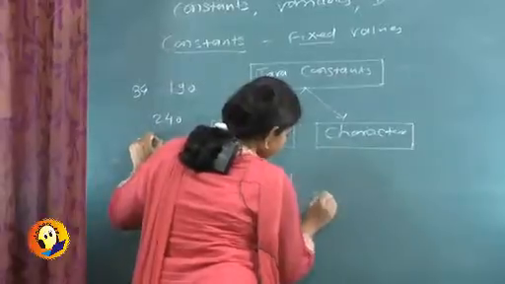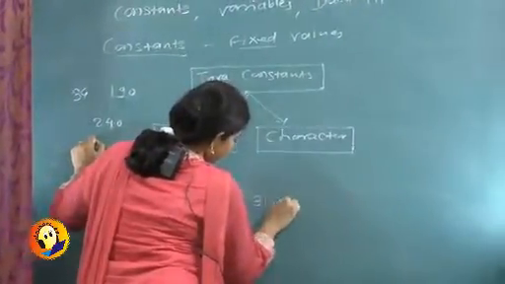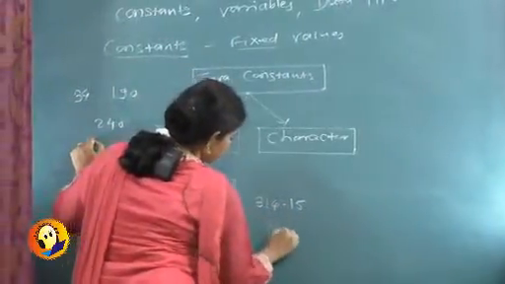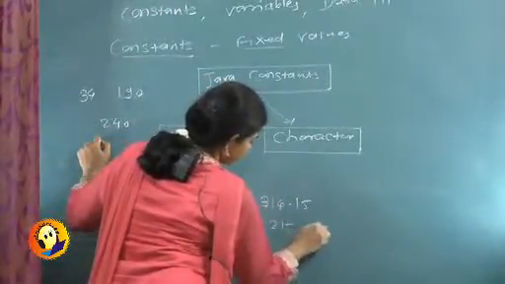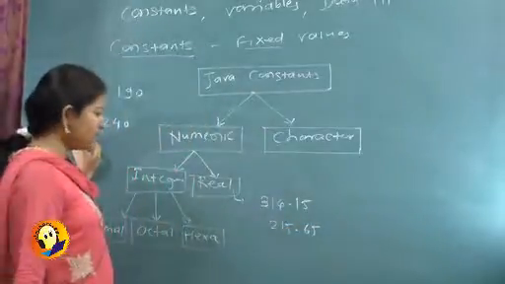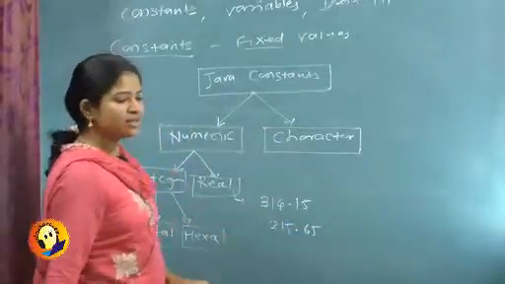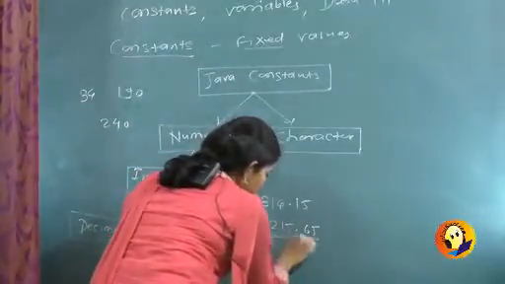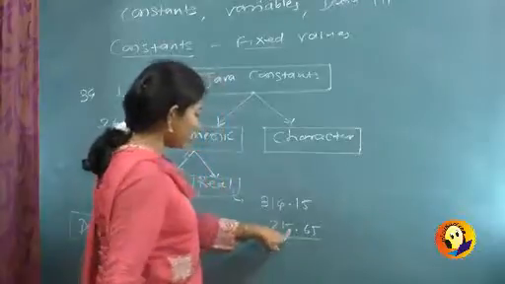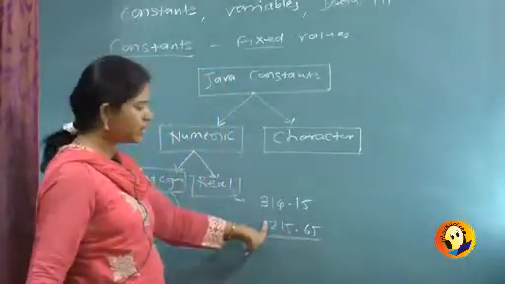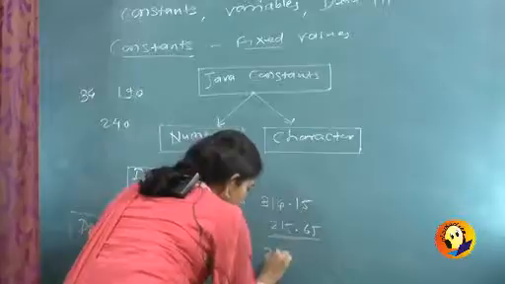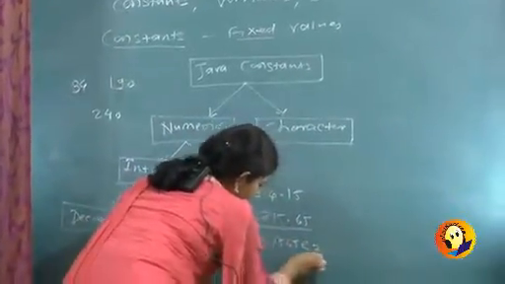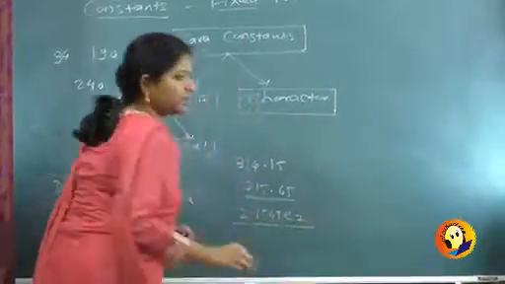So for example, 314.15 is an example of a real constant. For example, 215.65 is again an example of a real constant. We can use exponent and mantissa in real constants. For example, if I want to provide the value of this real constant using exponent and mantissa, I need to use 2156.5 and e raised to 2. This is nothing but exponent and mantissa.